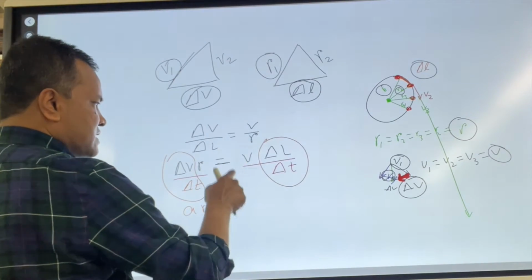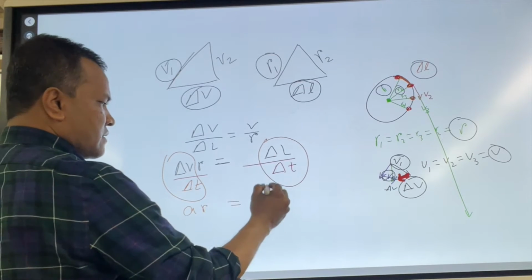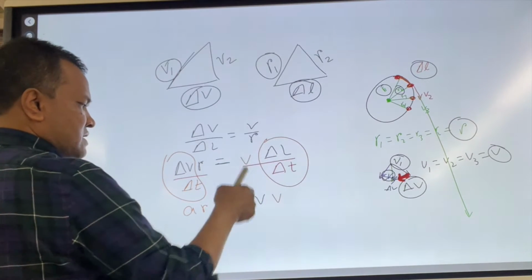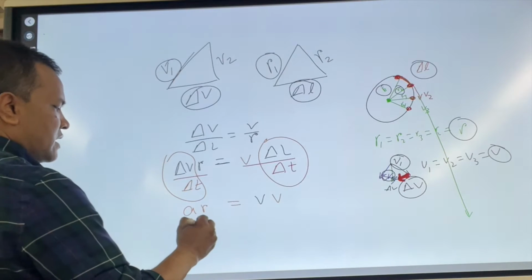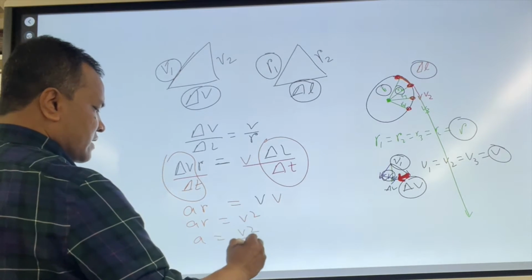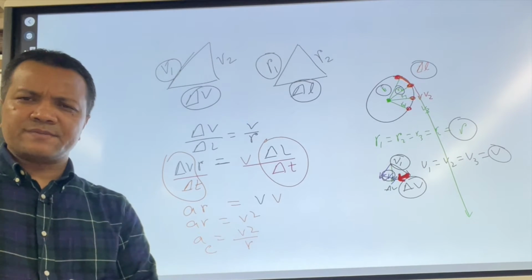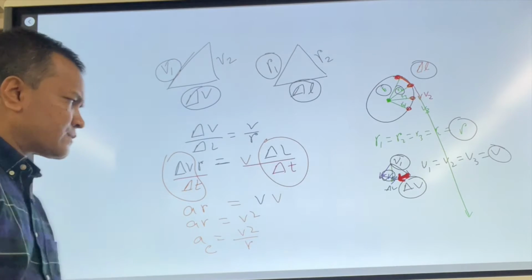So this velocity over here, okay? And this is acceleration. This is also velocity. There was a velocity here, I put it here. So AR is equal to V squared. So A is V squared over R. And we call it centripetal acceleration. We just proved it.